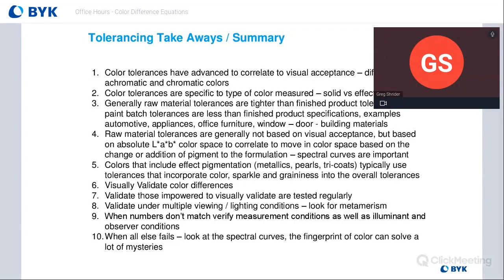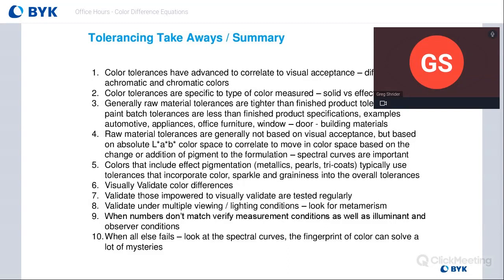Visually validate color differences. Always be looking at things. If you have people that you've entrusted to visually evaluate product, it's a good idea to have them regularly tested to see if their color acuity is changing over time. If you're looking at things, look at them under multiple lighting conditions. This is a good way to look for metamerism. Metamerism is a phenomenon where things match under one light source and they don't match under another light source.